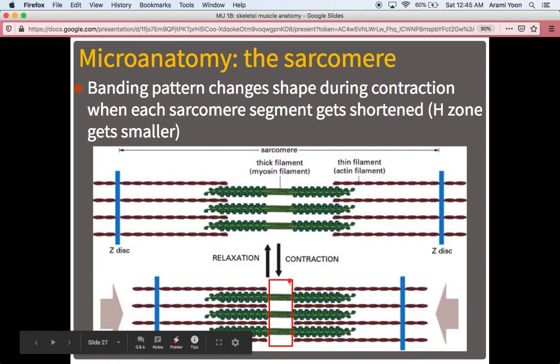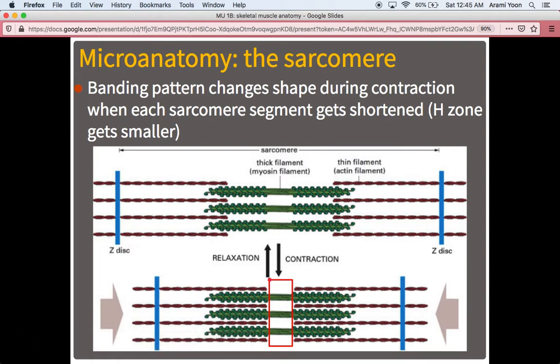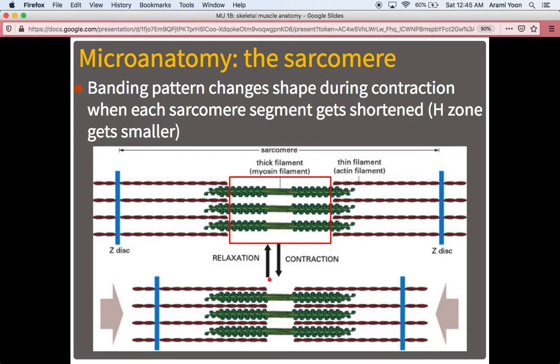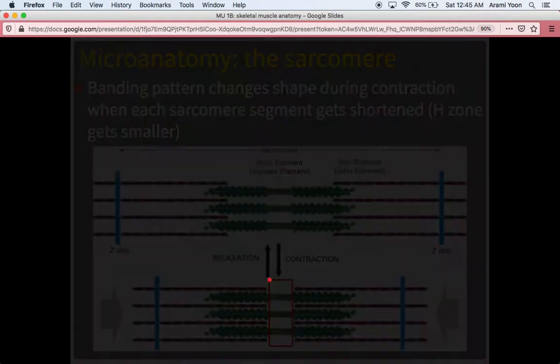which shrinks the H zone. And so that's one of the ways that you'll know if you're looking through a microscope whether the muscle tissue is contracted or whether it's relaxed. If you see a large H zone under the microscope, it's relaxed. If you see a shrunken H zone, it's contracted.